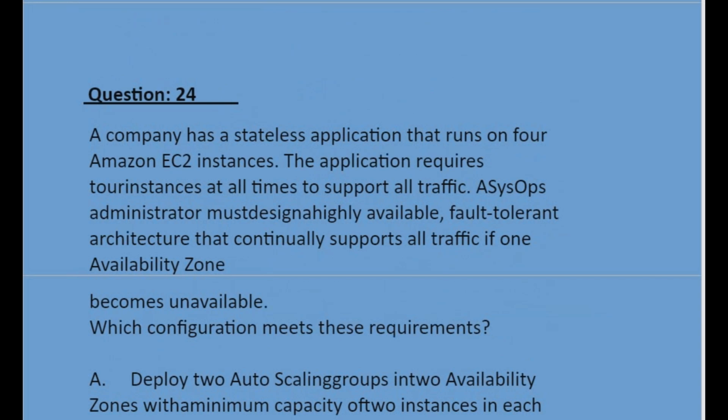Question is, a company has a stateless application that runs on 4 Amazon EC2 instances. The application requires 4 instances at all times to support all traffic. A SysOps administrator must design a highly available, fault-tolerant architecture that continually supports all traffic if one availability zone becomes unavailable. Which configuration meets these requirements?